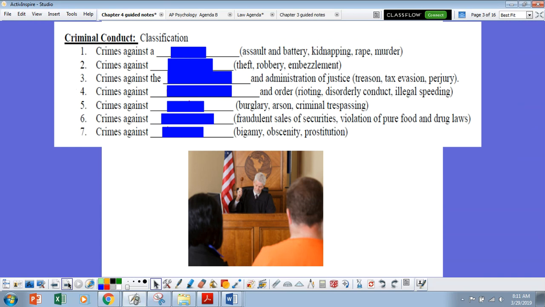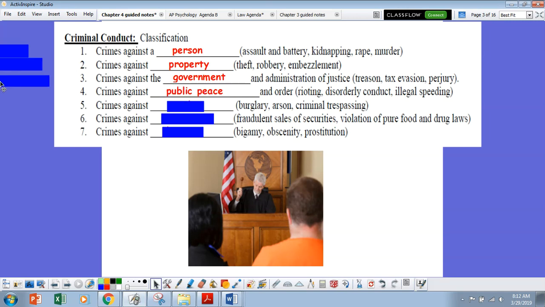So criminal conduct, the classifications. You can have a crime against a person that could include things like assault and battery, kidnapping, rape, murder. These are considered to be fairly violent crimes. You can also have crimes against property: theft, robbery, embezzlement. Sometimes theft is known as larceny. You might see that term being used. You can have crimes against the government or the administration of justice, such as treason, tax evasion, perjury. Number 4, crimes against public peace and order, such as rioting, disorderly conduct, illegal speeding.